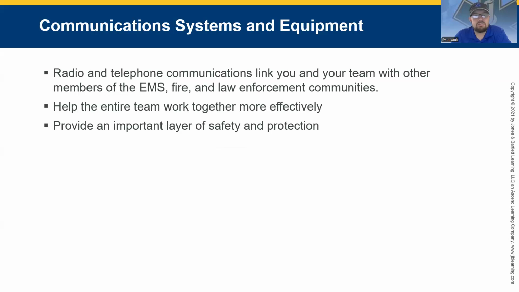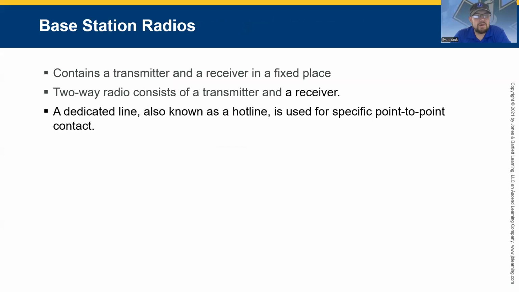Communication systems and equipment. So radios and telephone communication links. You and your team, with members of EMS, fire, and law enforcement communities, help the entire team work together more efficiently and provide an important layer of safety and protection. Base station radios contain a transmitter and a receiver in a fixed place. So just remember this, base station radio, it's a two-way radio that's at the station. It doesn't move. It's like your scanner at home.